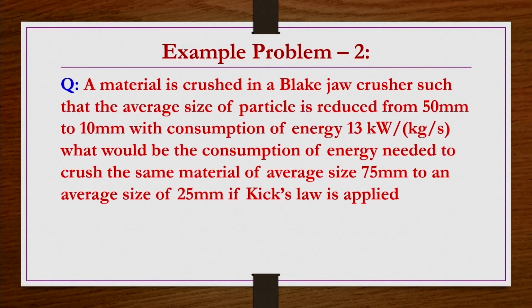Now, the same example problem that we took in the Rittinger's law case, we now apply Kick's law. That is, initial feed size is 50 mm and 10 mm is the product average size, with 30 kilowatt per kg per second power requirement. In the second case, if the feed becomes slightly bigger, 75 mm, and the product becomes 25 mm, how much power is required? The feed and product sizes and the power requirement in the first case are exactly the same. So in the second case, is the power requirement going to be the same as in Rittinger's law or not? That is what we are going to see.